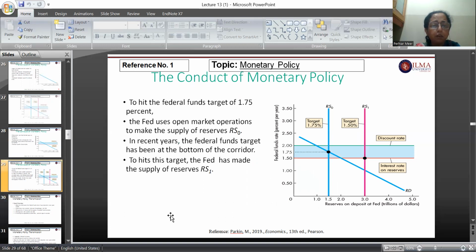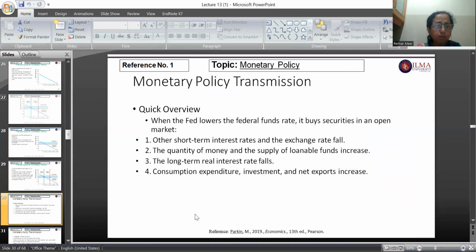To hit the federal funds target at 1.75%, the Fed uses open market operations to make the supply of reserves RS naught. In recent years, the Fed funds target has been at the bottom of the corridor. To hit this target, the Fed has made the supply of reserves RS1.